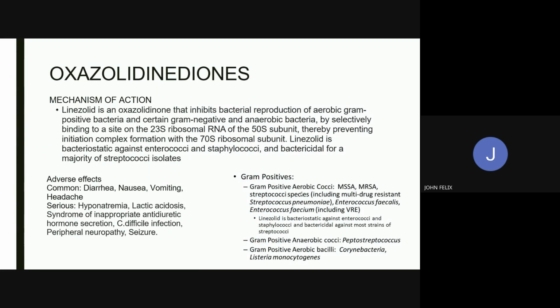Then we have oxazolidinediones. The common example is linezolid, which is most commonly used for soft tissue infections. It also binds to the 50S ribosomal subunit and prevents protein synthesis. It has adverse effects like diarrhea, nausea, vomiting, headache. Serious effects may include hyponatremia and syndrome of inappropriate diuretic hormone secretion. It can also cause lactic acidosis, then Clostridium difficile infections, peripheral neuropathy, and seizure. It covers only the gram-positive organisms. Next.